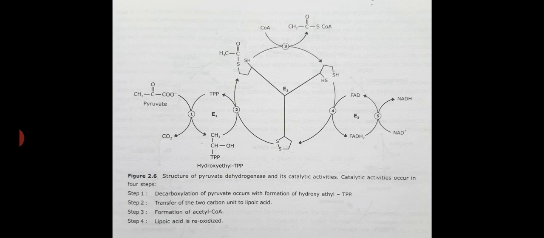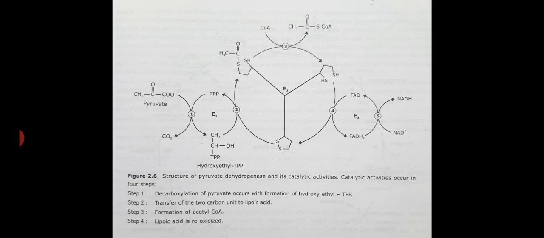Pyruvate dehydrogenase, that is E1, first catalyzes the decarboxylation of pyruvate, producing hydroxyethyl TPP. Hydroxyethyl TPP is then oxidized to an acetyl group. The electrons released due to this oxidation reduce the disulfide bond of lipoic acid, which is bound to E2, that is dihydrolipoyl transacetylase enzyme.